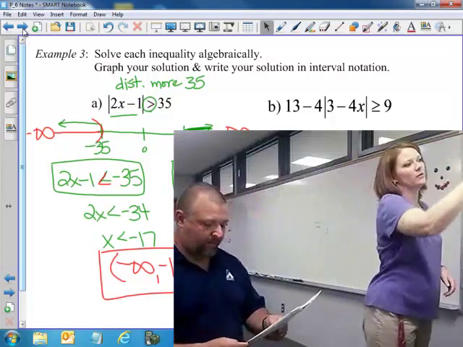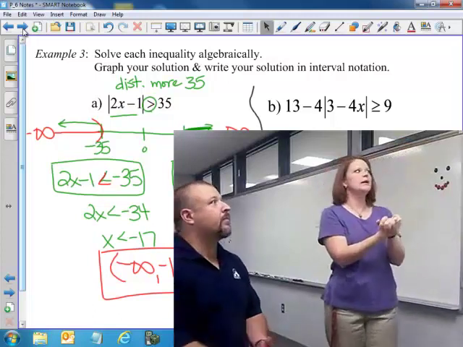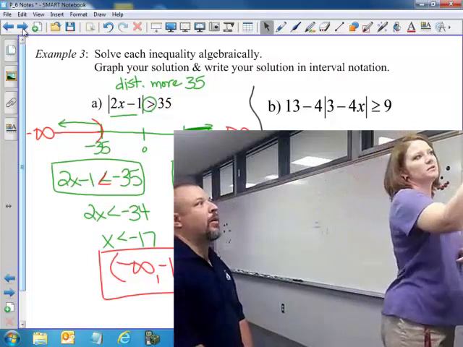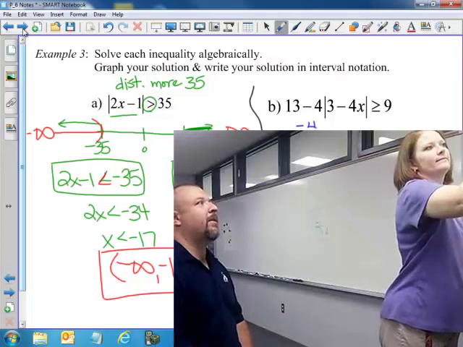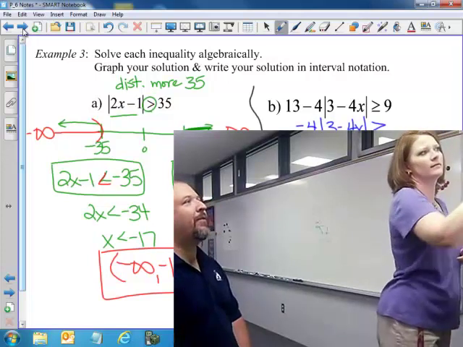Go away. All right, what if we try the second one? Well, the only difference between letter B and letter A is there's more stuff around our absolute value, and we have an or equal to. So let's go ahead and give it a try. What should we do first? We get rid of the 13 by subtracting it from both sides. And 9 minus 13 is negative 4.